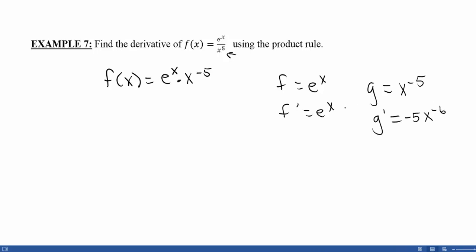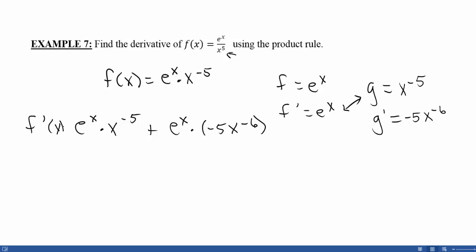So now applying our product rule, we're going to do f prime times g. So we have e to the x times x to the negative 5 plus f times g prime. So e to the x times negative 5x to the negative 6. So if we want to simplify our derivative a little bit, we can make some of those powers positive again by putting them back down in the denominator. So the first term I would probably simplify into e to the x over x to the positive 5. So I'd bring that term down by changing the power back to positive.